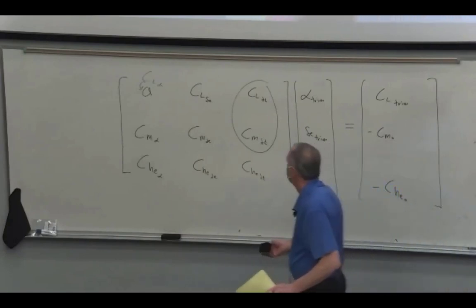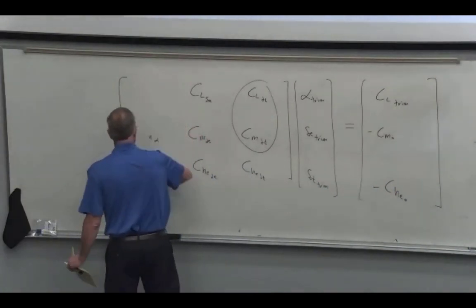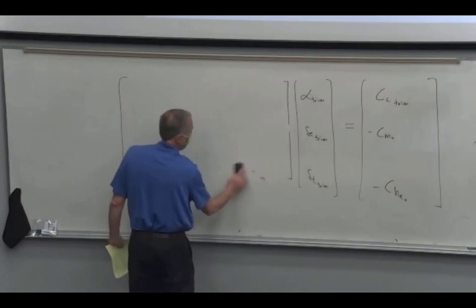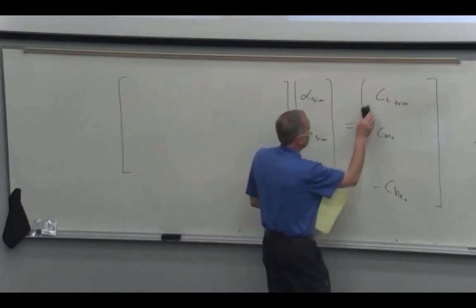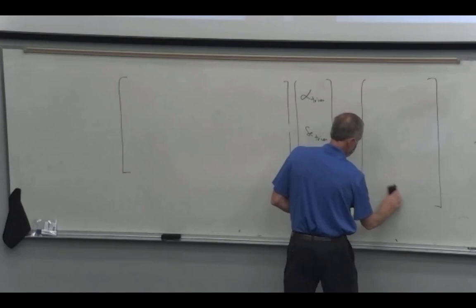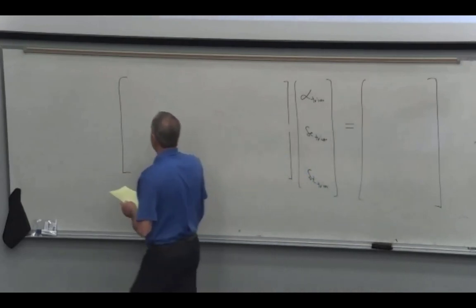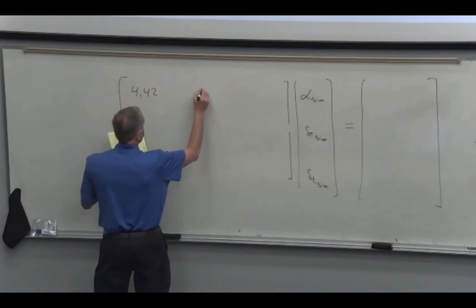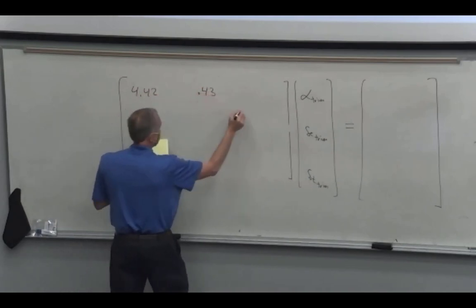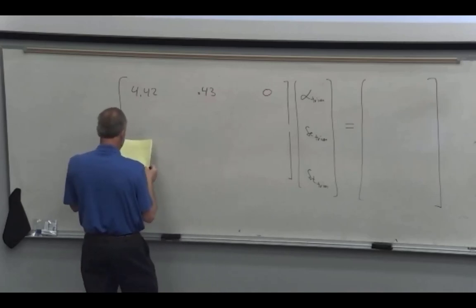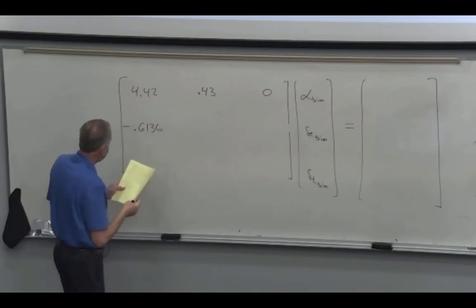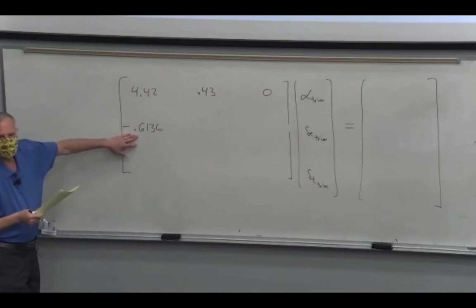So now we just take numbers and stick them into the matrix. So CL alpha is 4.42, CL delta E 0.43, and then CL trim tab is 0, CM alpha. So that value, by the way, is the airplane stable? CM alpha is negative. Yeah, easy.